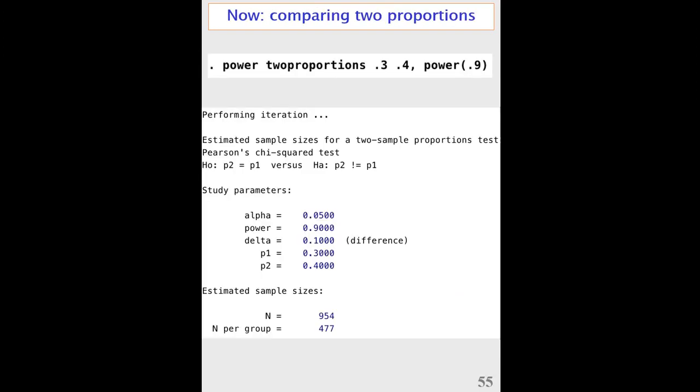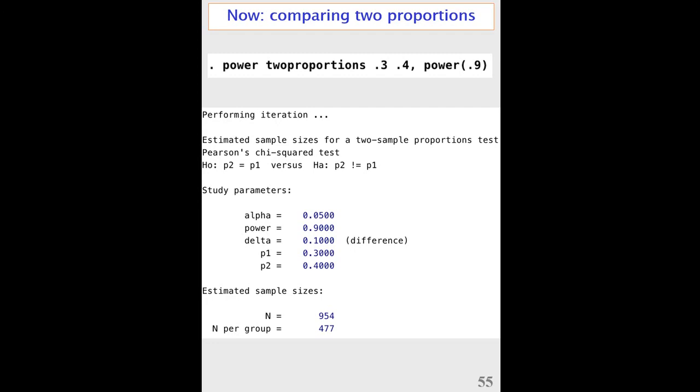There's one other command left, and that is the comparison of the proportions. Same thing, now instead of two means, we type two proportions. The example that we had was 0.3 versus 0.4. Once again, we type power 0.9, otherwise Stata will assume that we mean 0.8. And we get here, well, let's see, our alpha of 0.05, our power of 0.9, the difference, delta of 0.1 here, and the two separate probabilities that we are comparing. And that leads to a sample size of here, 954. Okay, we find 950. Expensive to be able to find the difference between 30% and 40%, apparently.